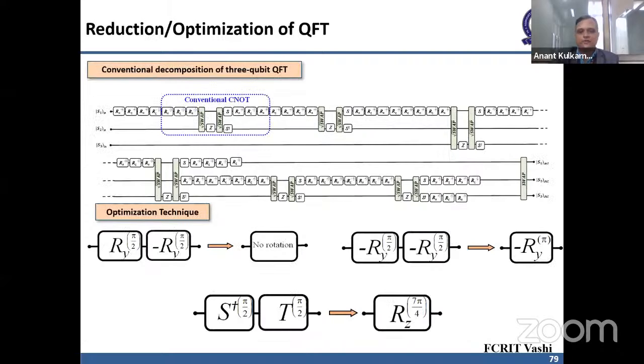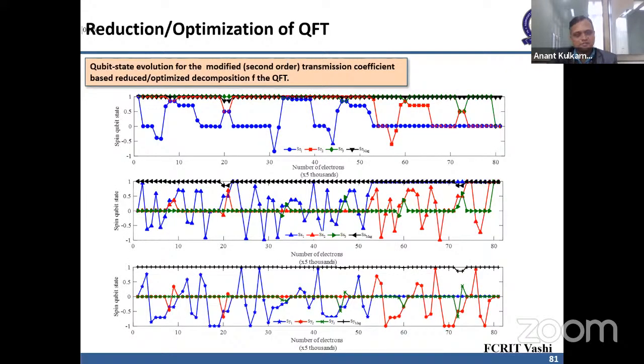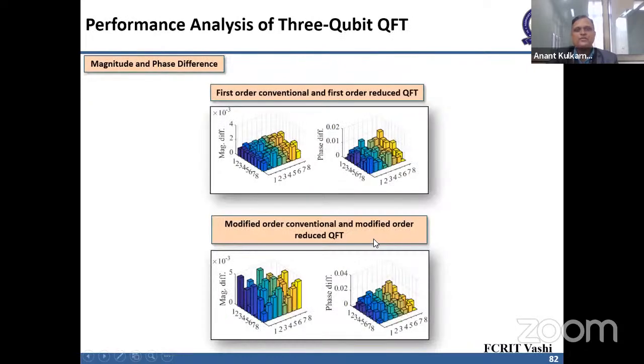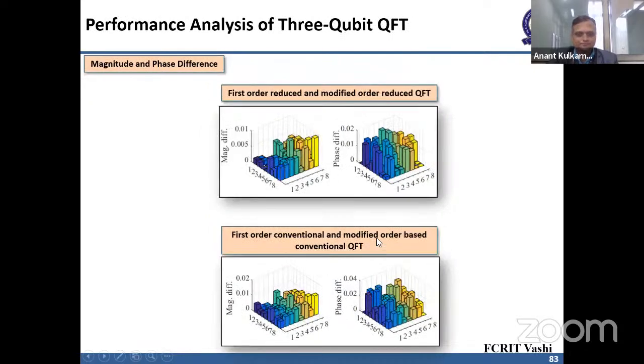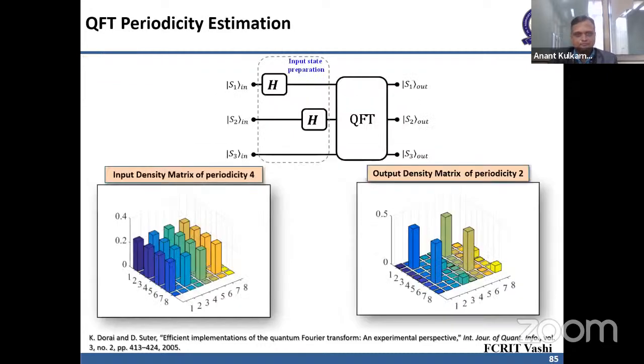So with the help of the decomposition, we obtained the decomposition of the quantum Fourier transform. Again, we used the reduction and optimization techniques. This is the evolution of the qubit states, see, from 1 to 0 and 0 to 1. So these are some of the analyses. This fidelity also we have observed for a 3 qubit quantum Fourier transform, we can achieve a fidelity of approximately 99%.